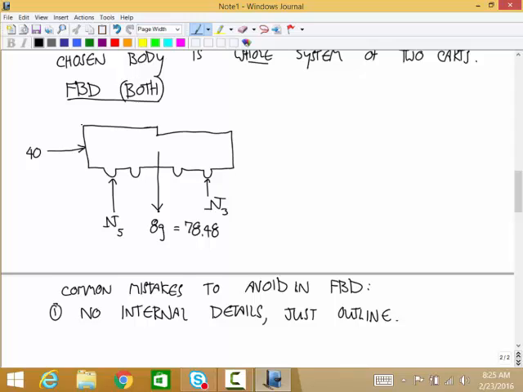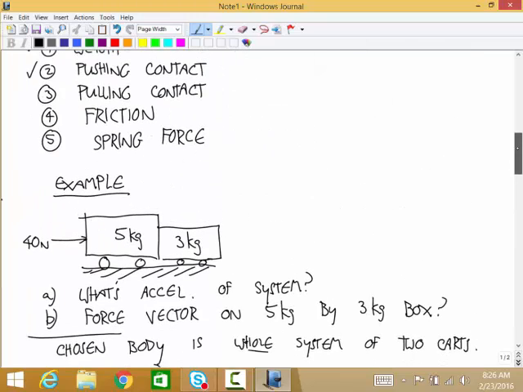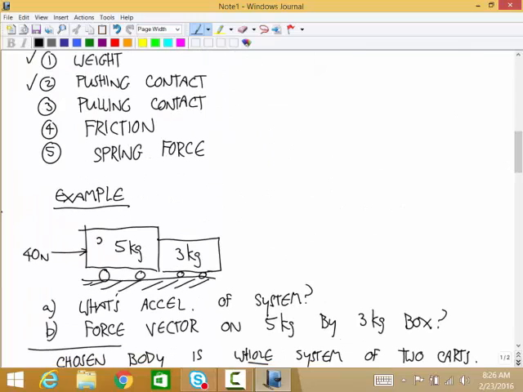Yep. So what things would qualify as internal details? I mean, I understand that the pushing force between the two would count, but would anything else? Well, so first, when I say that, I'm just saying don't draw anything on the inside. So what if these carts had, like, flowers on them?